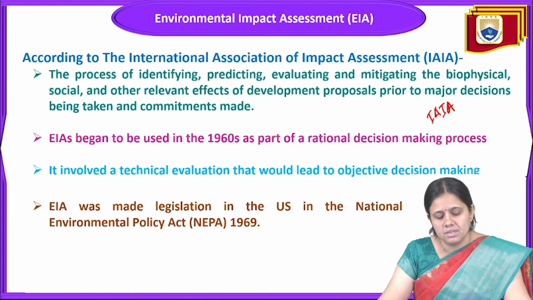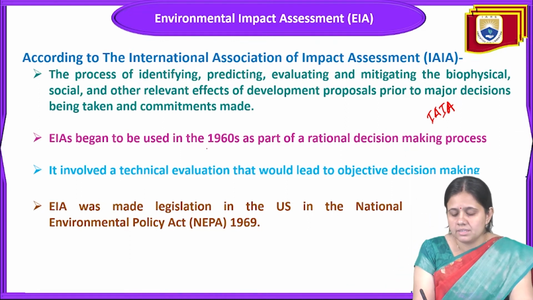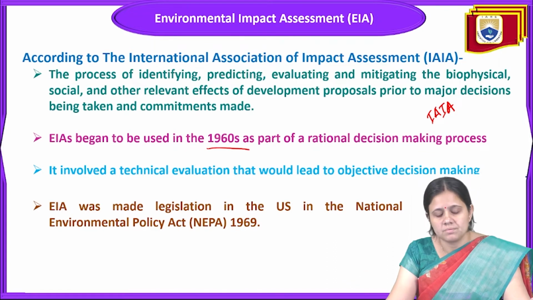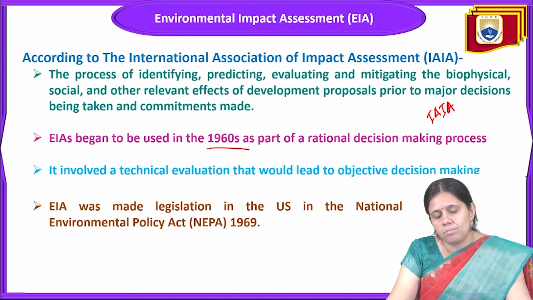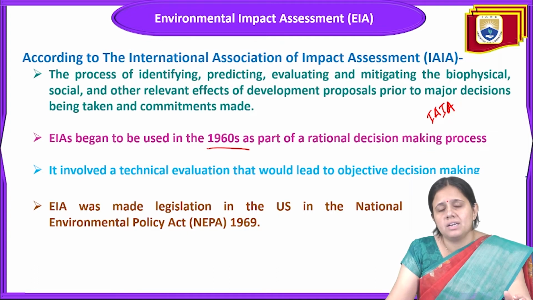and commitments made. And the history of EIA is that it started in the year 1960 as a part of the rational decision making process. And then after, it involved a technical evaluation that would lead to objective decision making. And EIA was made legislation in the US in the National Environment Policy Act, NEPA, in 1969. So the US added this EIA into their legislation.